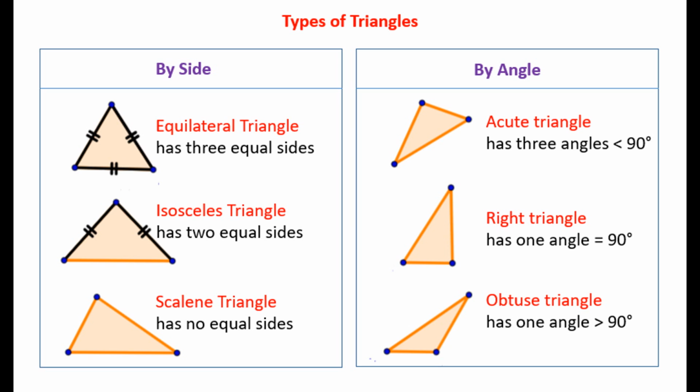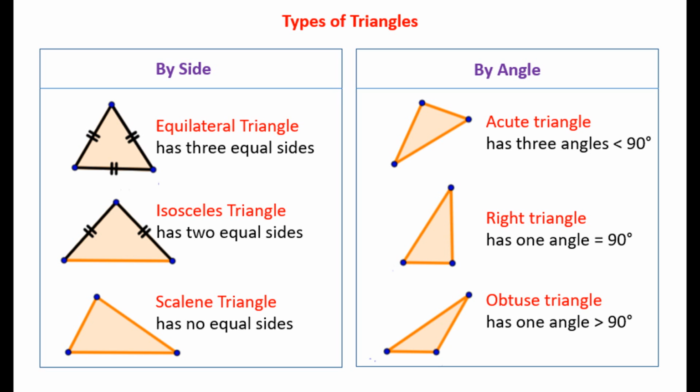And to continue our lesson, here are the different types of triangles. If you can see them here, you have the equilateral triangle. What do you need to know about the equilateral triangle? It has 3 equal sides, so you need to remember that. Then you have the isosceles triangle. It has 2 equal sides. Then you have the scalene triangle, which has no equal sides. So for the scalene, none of the sides are equal.